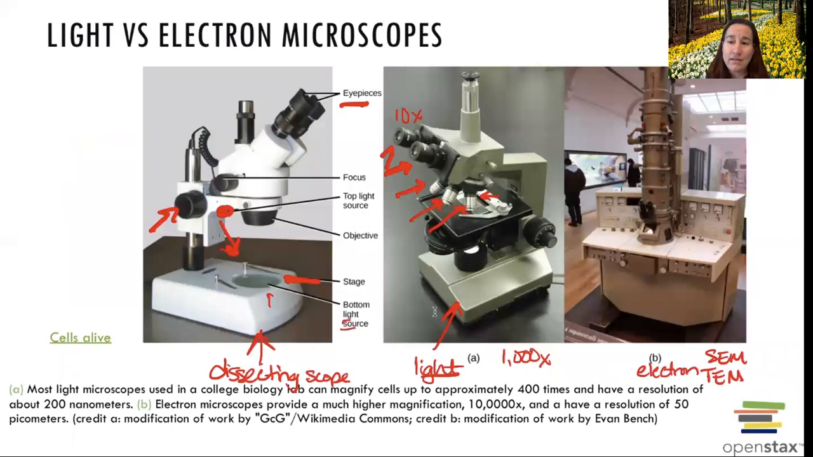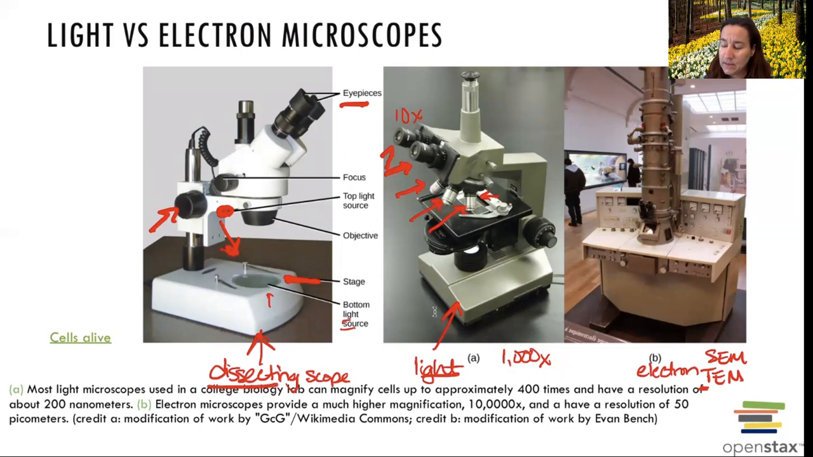So if you were looking at the mitochondria on the inside of a eukaryotic cell, that's going to be on the inside of the cell. It has to be a transmission, because transmission is going through to look at the internal structures, while scanning stays on the outside. So these are our three different types of scopes that we need to talk about.